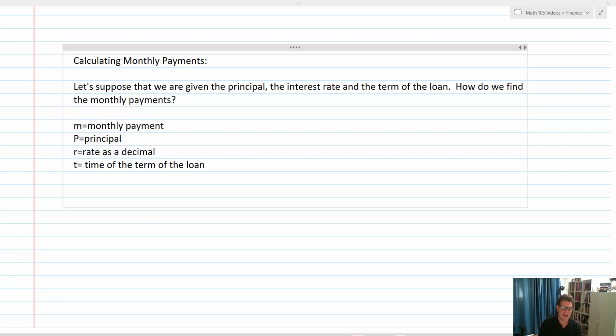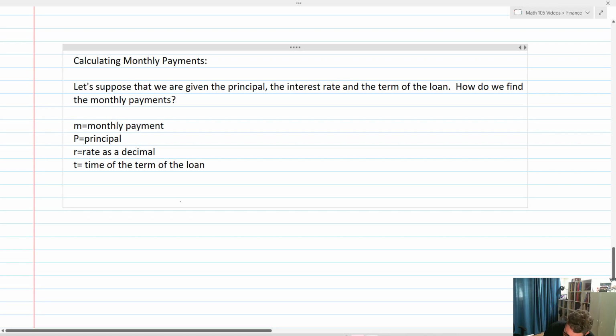And as the time of the term of the loan gets bigger, then we should actually expect that the monthly payment will decrease. And that's because if you extend out the term of the loan, we pay less per month, right? But we pay it over a longer period of time. So that monthly payment goes down, but overall you're going to end up paying more money, okay? And those are going to be the big things that we do for calculating these monthly payments.